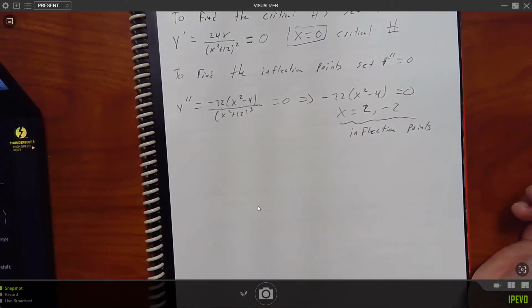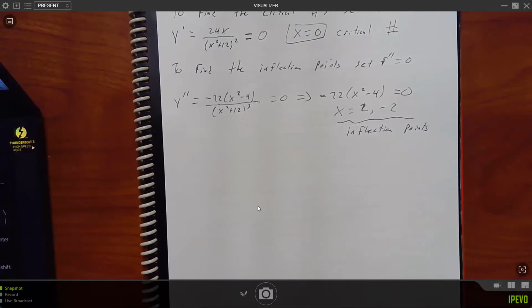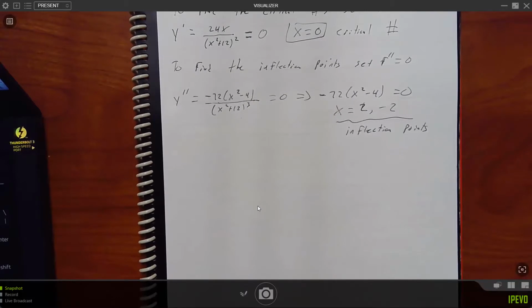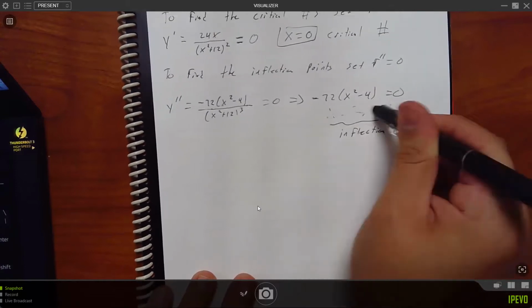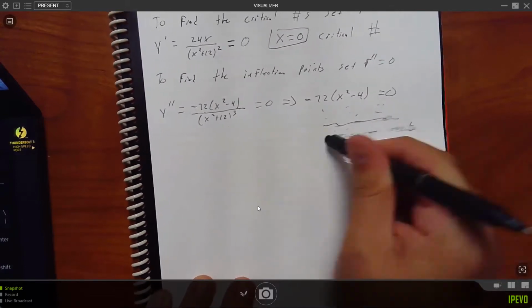Okay. So any questions on the derivatives or any questions on the critical numbers or inflection points? You got two because you distributed it out, right? That's how you got two. Yeah, to get to 2, let me show you real quick. It won't take long.